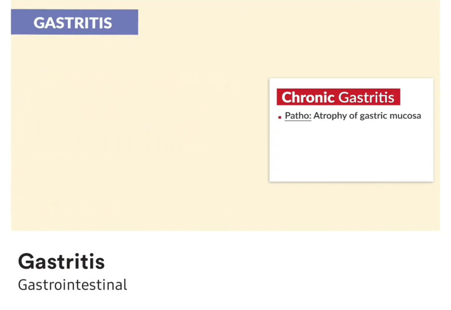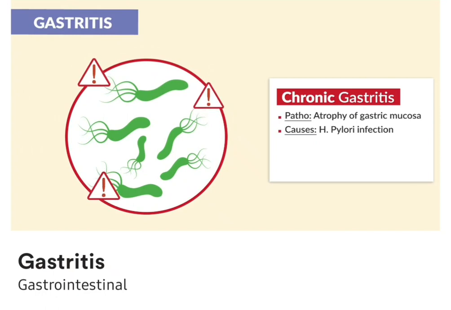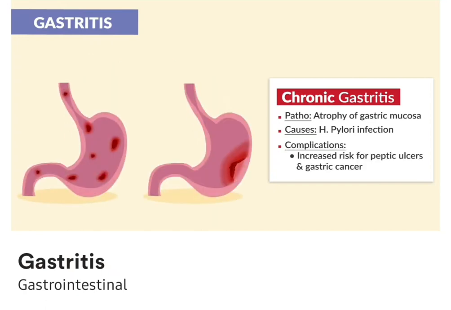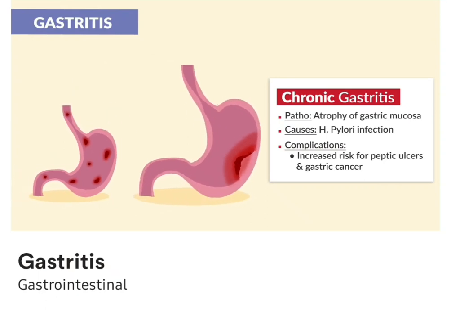So for the causes, the big culprit here is the H. pylori infection. This causes chronic irritation and inflammation. Now for complications, we see an increased risk for peptic ulcers and even gastric cancer from all the scarring and tissue damage within the stomach. All right, that wraps it up.